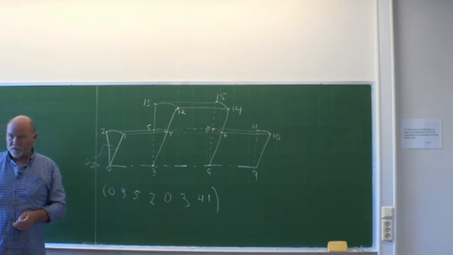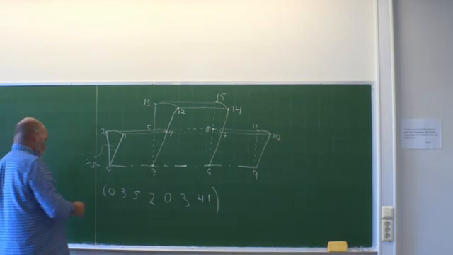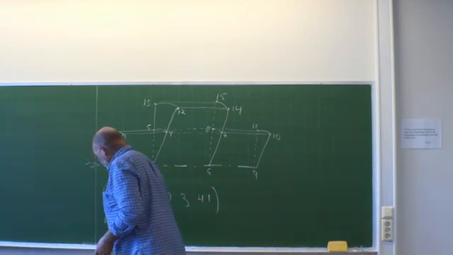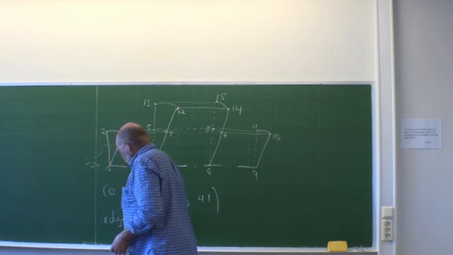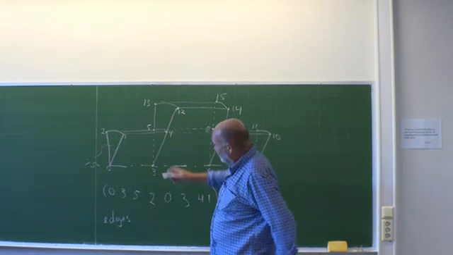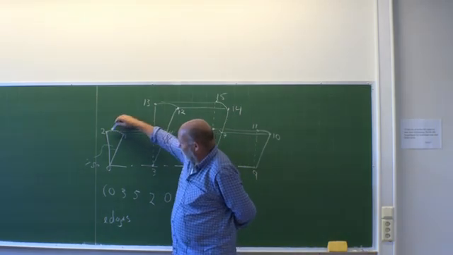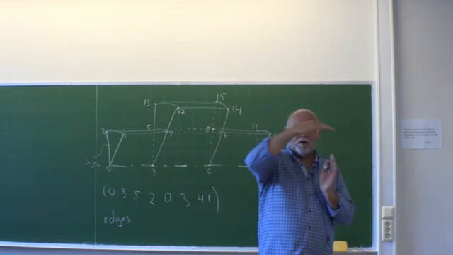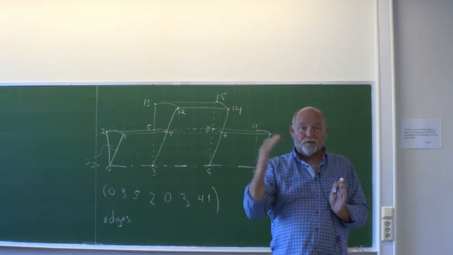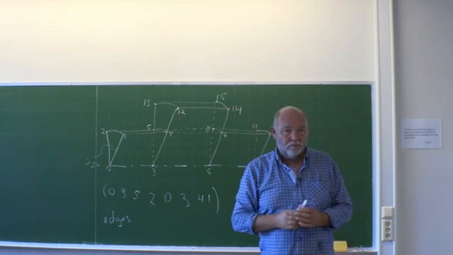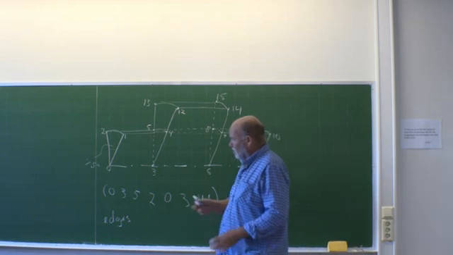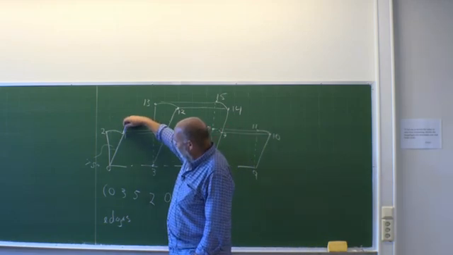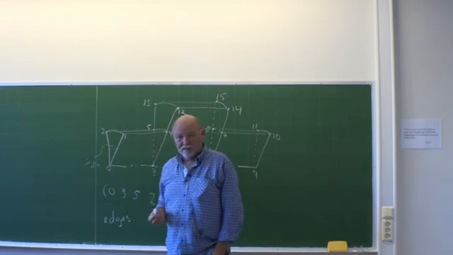But for the edges, yes, you have to do that one as well. Edges, because this line here between 1 and 2 is not a straight line. It should be part of the cylinder surface. Hence, it should be an arc. So you have to put an arc here between point 1 and 2.